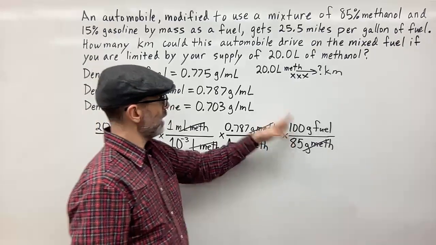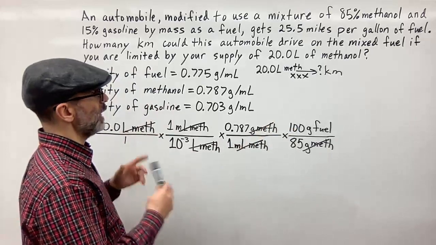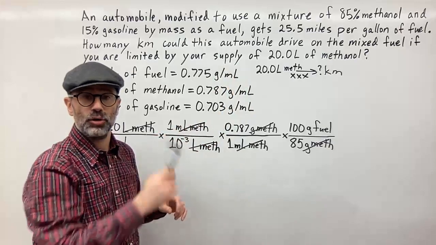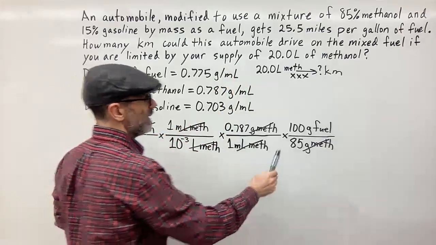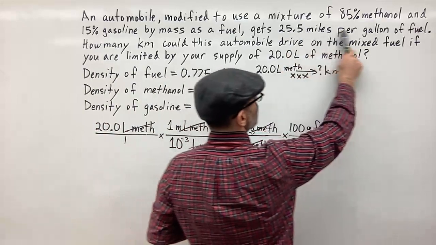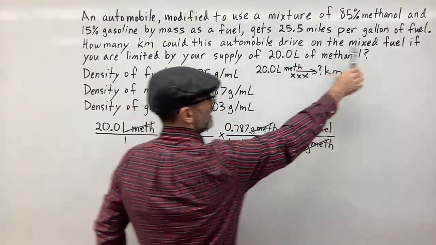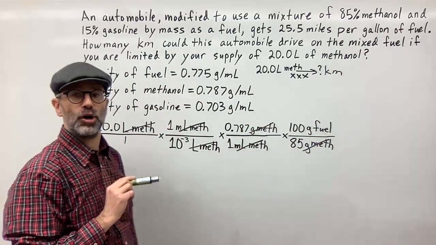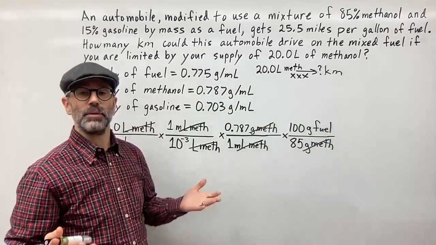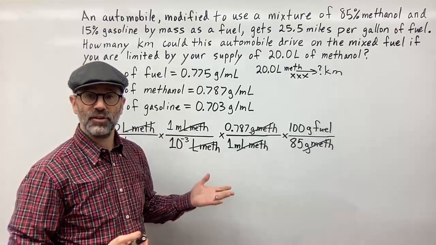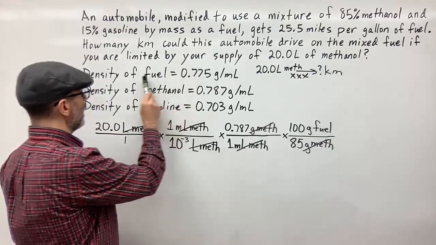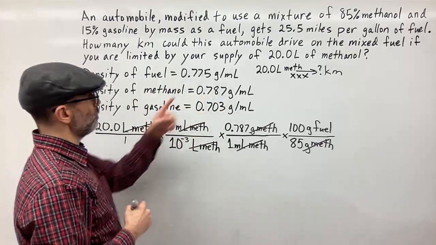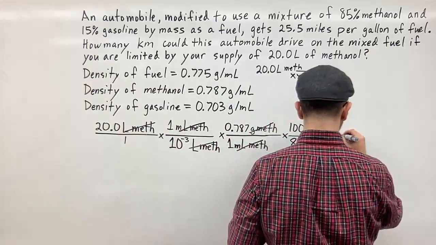So now that I have grams of fuel, I can now get that back to a unit of volume, right? Why do I need this now in a unit of volume? In order to convert to miles. But gallon is a volume unit. This is grams. That's a mass unit. So I need to convert to volume. And I'm going to do that by using the density of fuel. So now I have the density of fuel here, 0.775. So I'm going to put the grams on the bottom.